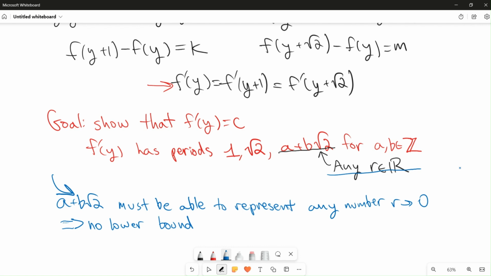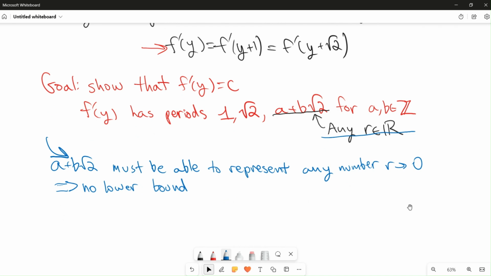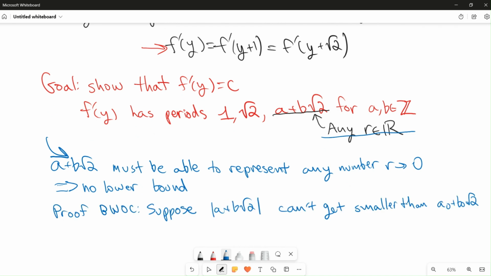So now the only thing that we really need to demonstrate is that the absolute value of a plus b root 2 does not have a lower bound. And we are going to demonstrate this final step by contradiction. So by way of contradiction, we will suppose the opposite. We will suppose that positive values of a plus b root 2 actually can't get smaller than some positive value a naught plus b naught root 2. And we will show that this is wrong, therefore proving what we want to prove.